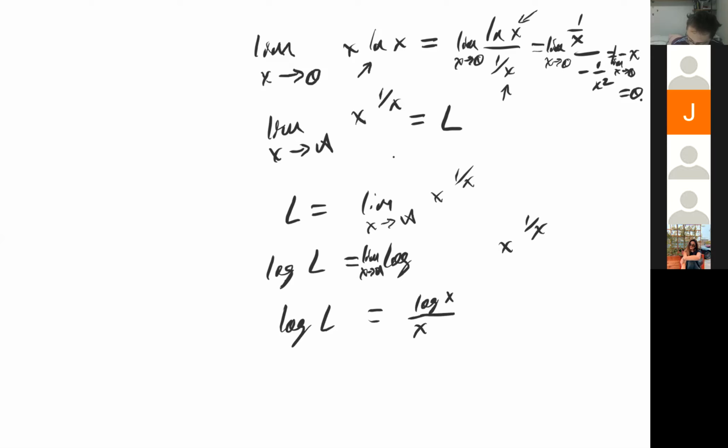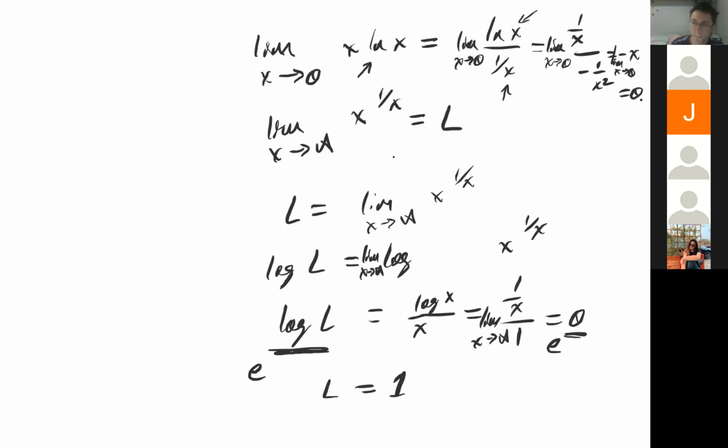And so now we just apply L'Hopital's rule again, and we get 1 over x divided by 1. And we're taking a limit as x goes to infinity. And so that just gives you 0. But of course, this is just log L, and we want L. So we exponentiate both sides, and we get L is equal to 1. Okay? Great. I hear silence, so I'll take that to mean that everyone understands this well.